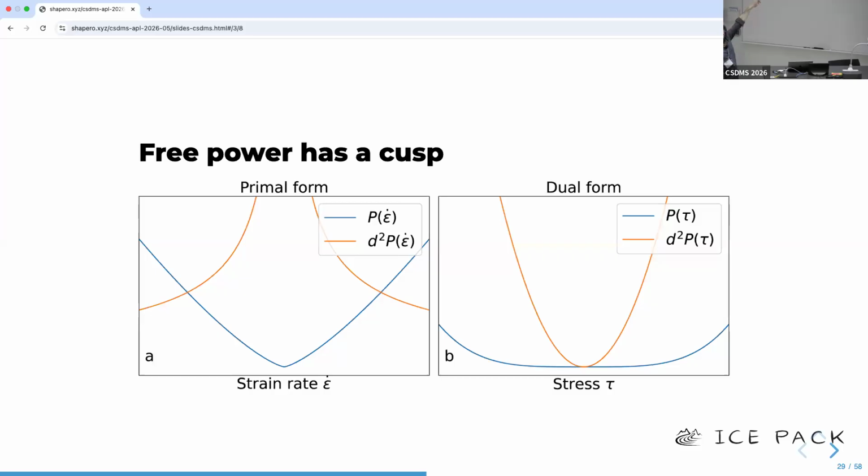But the thing to notice is that this has a cusp around 0. And I don't have a proof of this, but I think that's really where a lot of the headache comes from when the ice thickness is equal to 0. So I've shown in orange the curvature of that line, and it goes to infinity around that cusp.